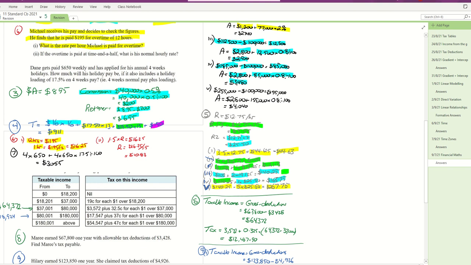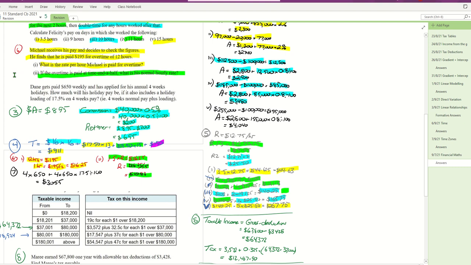$16.25. Then it's asking us if the overtime is paid at time and a half, what is his normal hourly rate? So 1.5 times R is equal to that $16.25. So we're going to divide both sides by 1.5 to get R. $16.25 divided by 1.5 is $10.83.